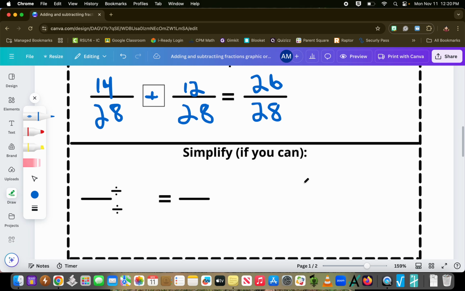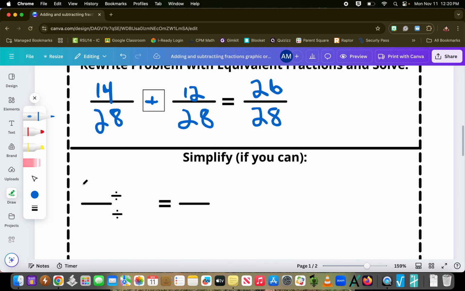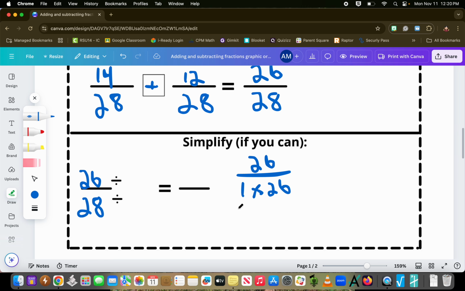Our last step is simplifying if we can. So if I rewrite this down here, 26 over 28. The way I determine if I can simplify is I'm going to list my factors for each number. So I'm going to start with 26. I know I've got 1 times 26. I've got 2 times 13.